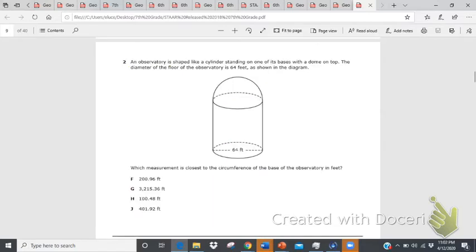All right, so next, ladies and gentlemen, they're telling us that an observatory is shaped like a cylinder standing on one of its bases with a dome top. The diameter of the floor of the observatory is 64 feet, which is shown right there. Which measurement is closest to the circumference of the base of the observatory in feet?